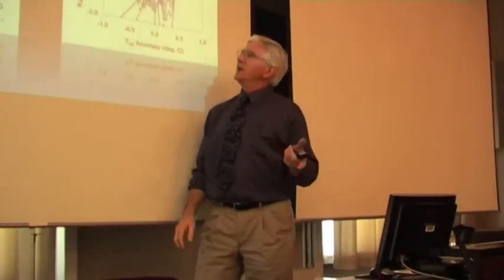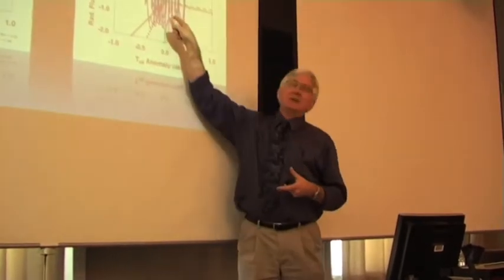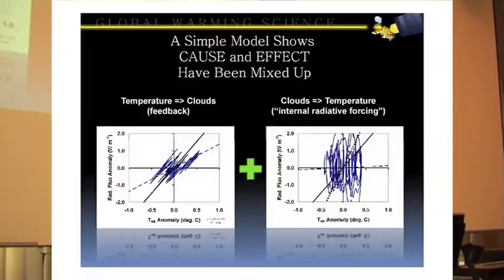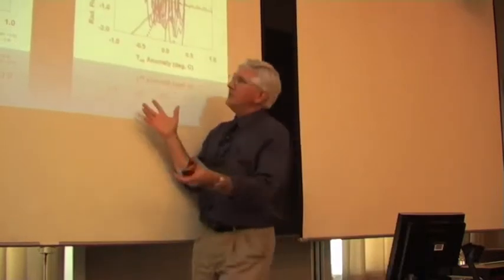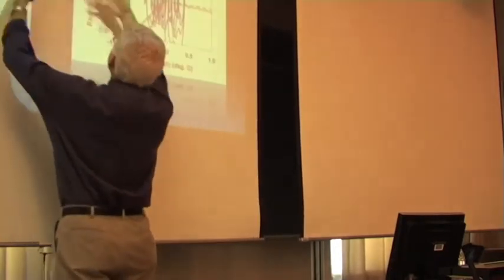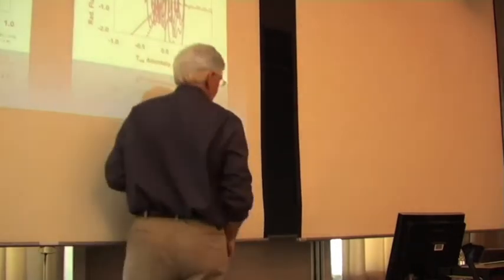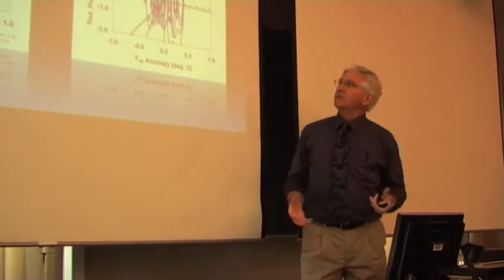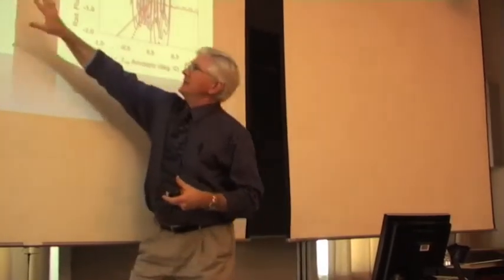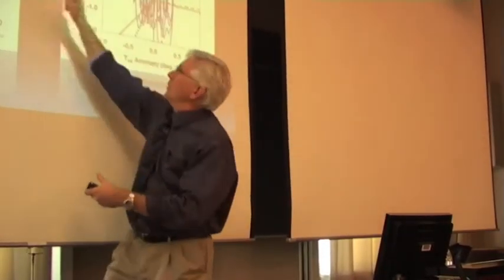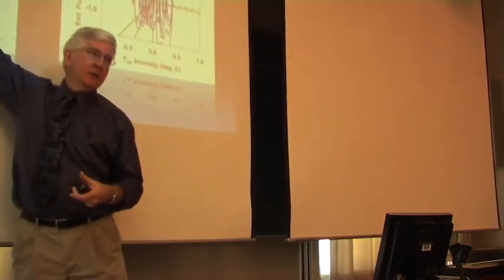But radiation changes causing temperature changes looks like this. It's spirals. And in the real climate system, these two are mixed together. So when people have tried to estimate feedbacks, both of these things have been going on, but what we're really after is this.